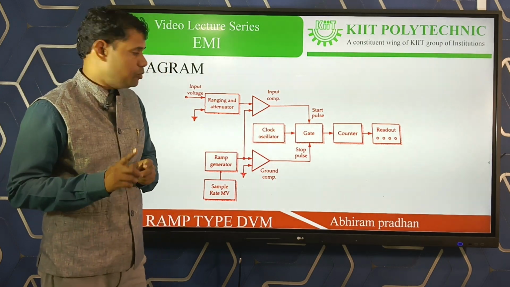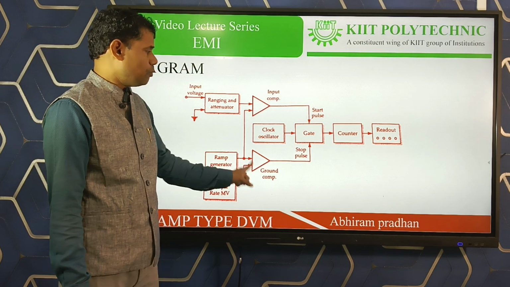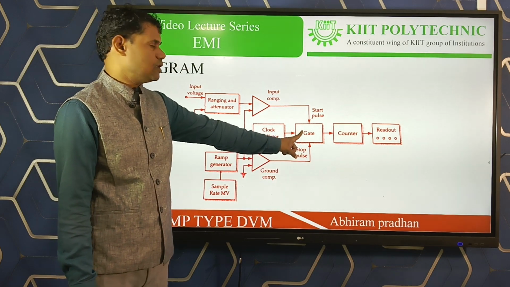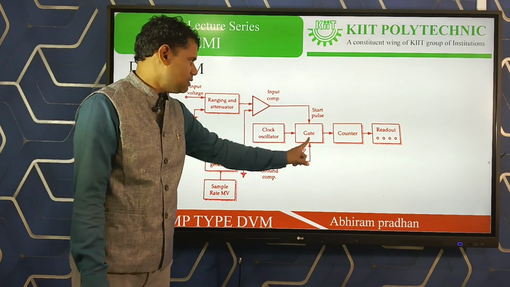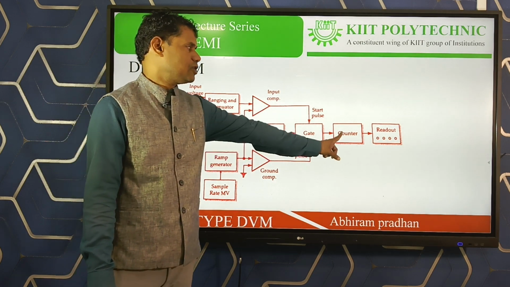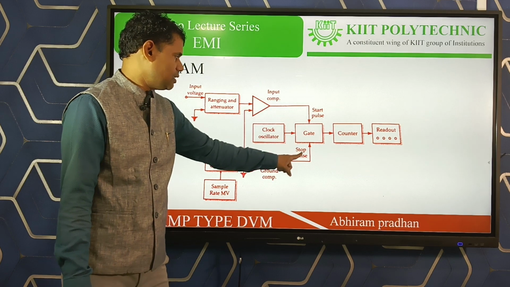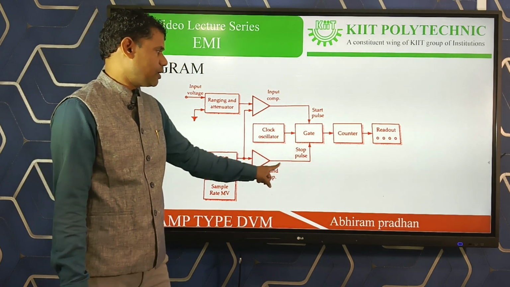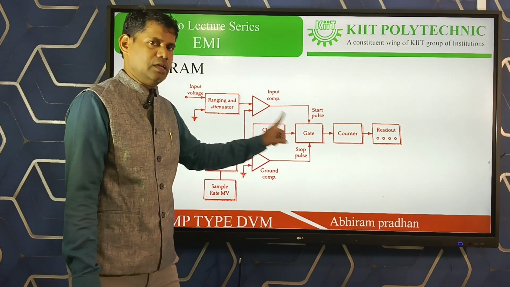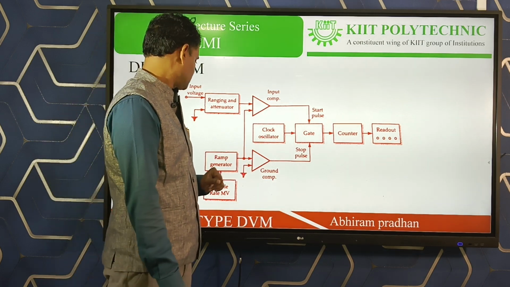But when will the gate circuit be closed? Now when the ground comparator gives a signal, it closes the gate. Closing the gate means the oscillating signal does not reach the counter. That is the stop pulse. When the ground comparator gives the signal, the gate stops. That's why it is named the stop pulse.